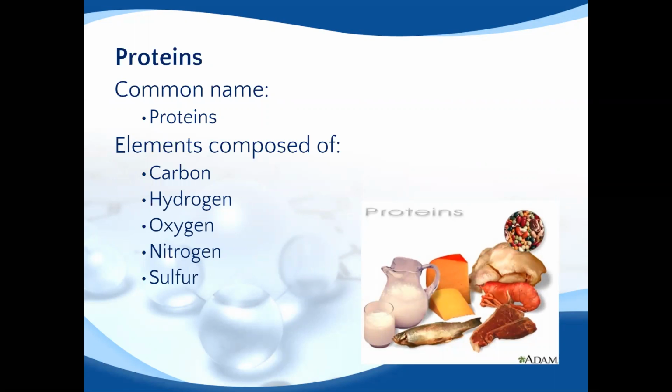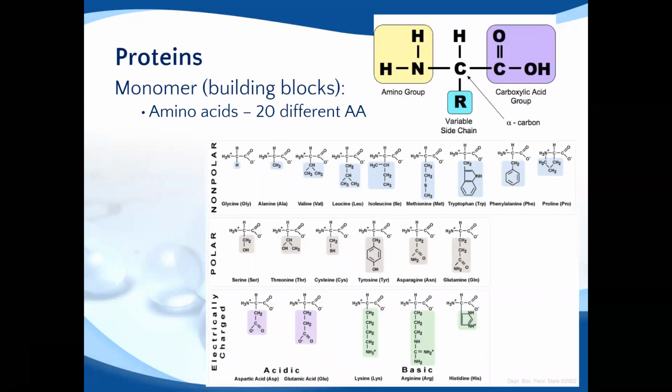Proteins are going to be third on the list here. So proteins are going to be composed of not only carbon, hydrogen, and oxygen, but also nitrogen and sulfur as well. Proteins are built of amino acids. So their building block, their monomer, are these things down here in this picture called amino acids, and there are 20 of them.